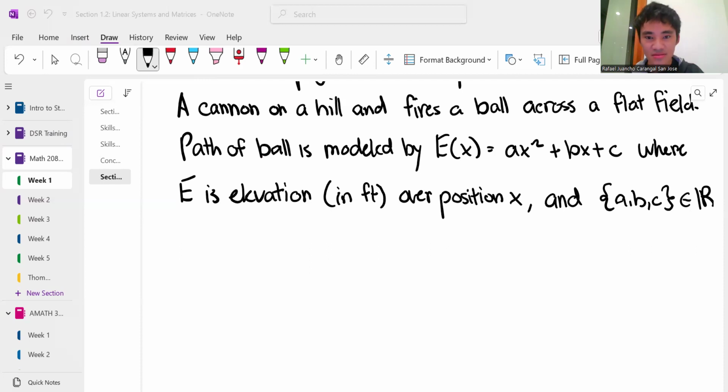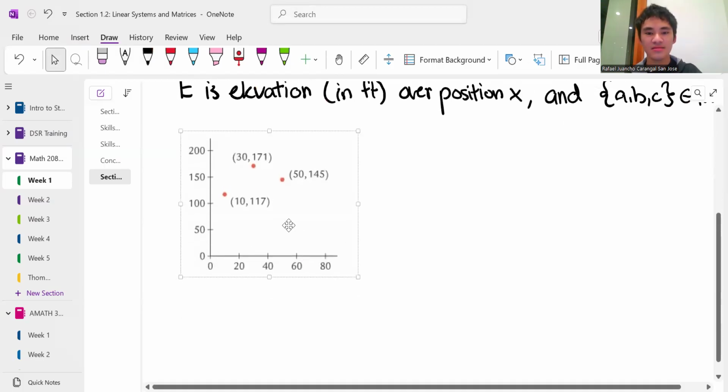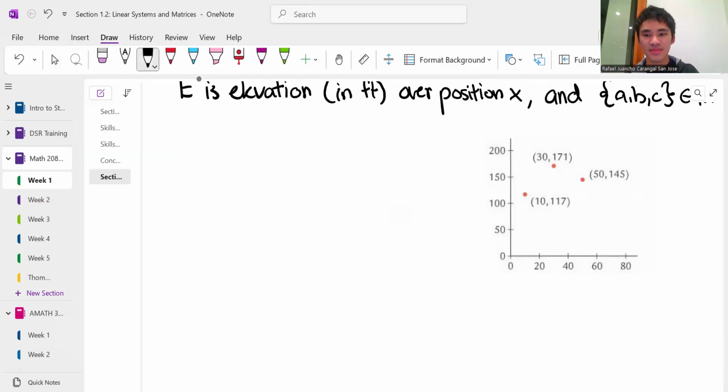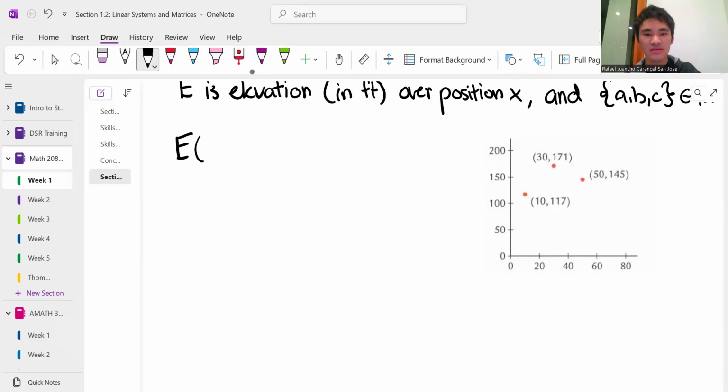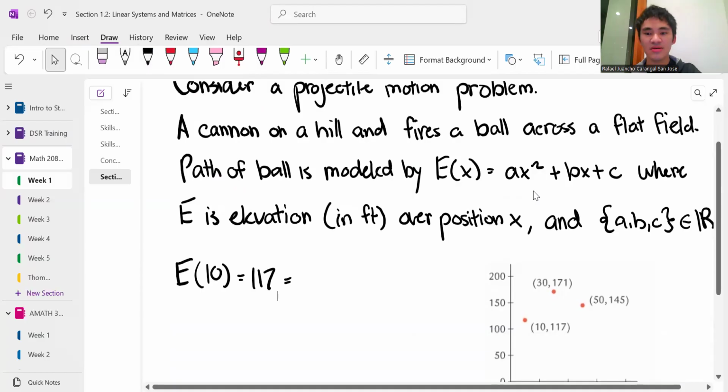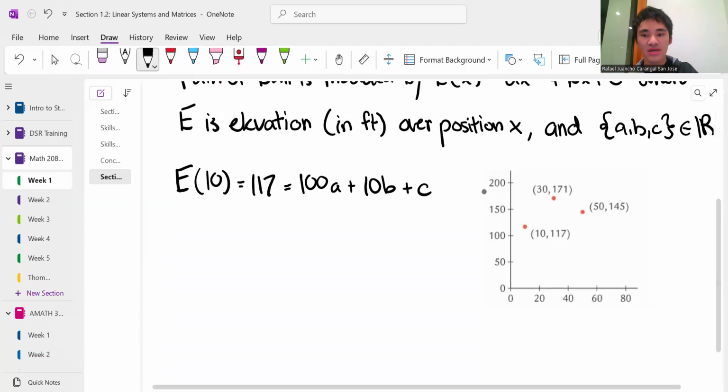So let's actually write it out. That's the graph. Then here are my linear equations. So we have these points, right? So we can say one of them is e of 10, which gives me 117. And so we just plug in 10 to x. So we would get, in this case, 100a plus 10b plus c. That's one of them. You can also plug in this point here.